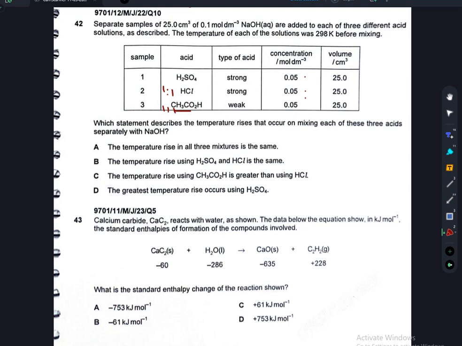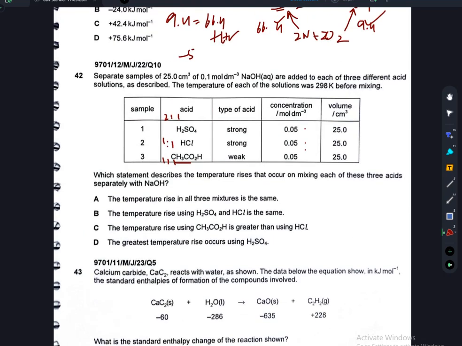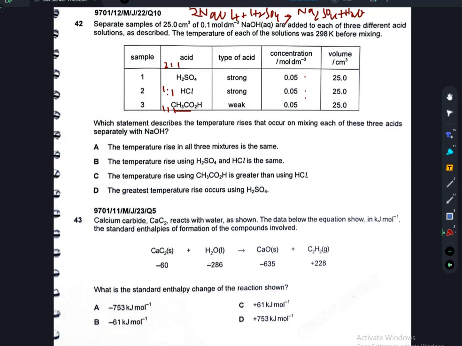But for H2SO4, it is, sorry, 2:1. It is 2:1. NaOH plus H2SO4 gives Na2SO4 plus water. So you have to add 2 here, otherwise you would not get your answer. So 2:1 is the mole ratio here.